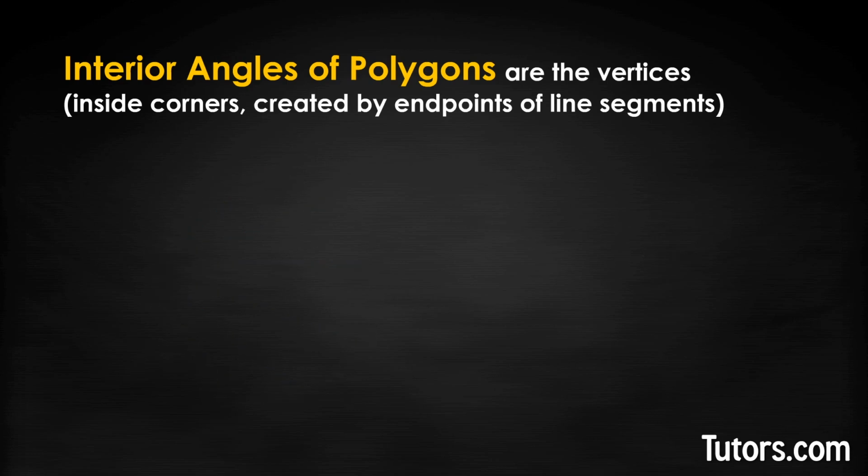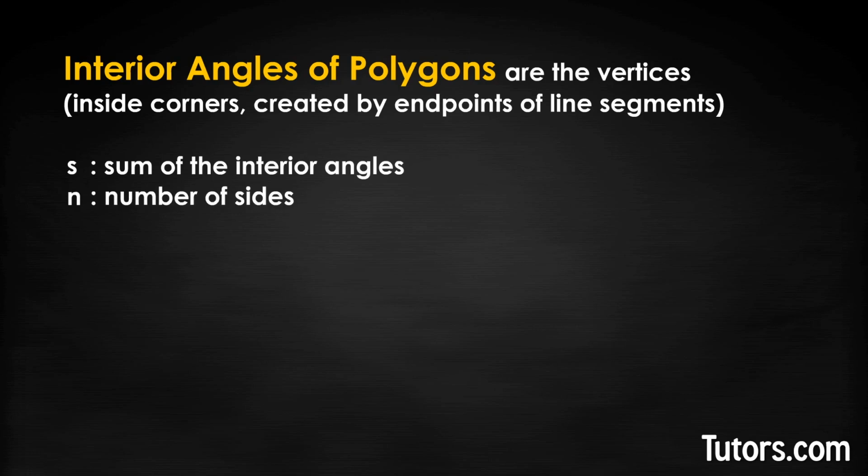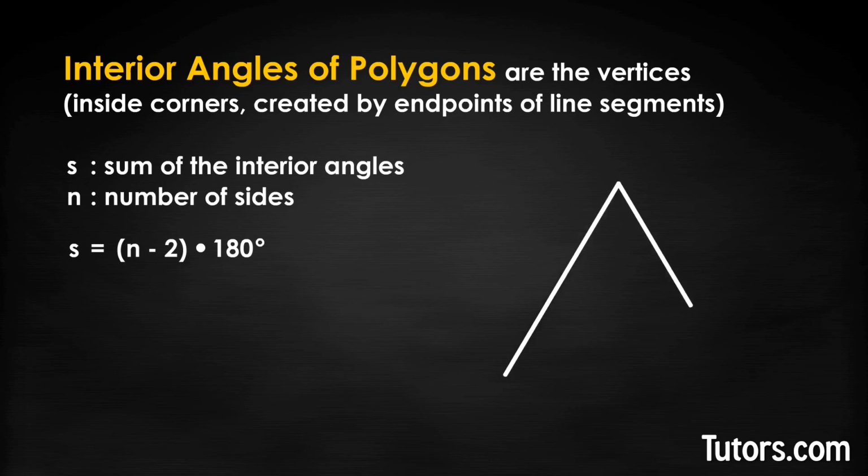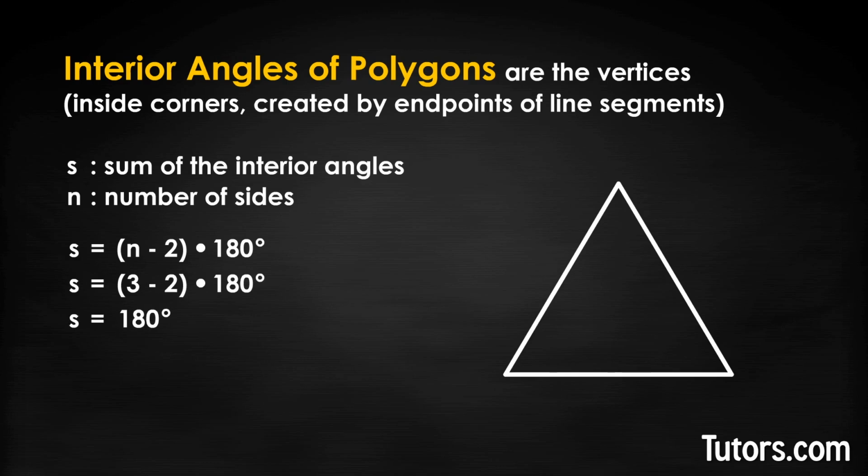You can instead use a formula for the sum S of the interior angles. You need to know the number of sides, n. S equals (n minus 2) times 180 degrees. Try it yourself on a triangle. S equals (3 minus 2) times 180 degrees. S equals 180 degrees. That one was easy.